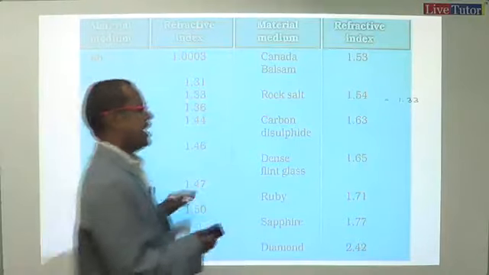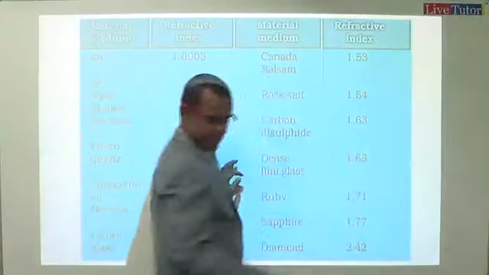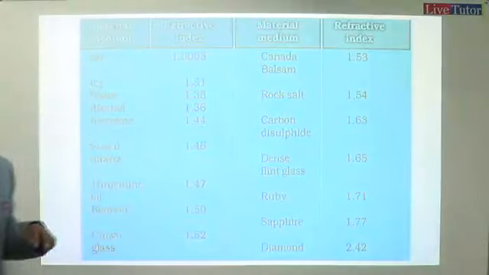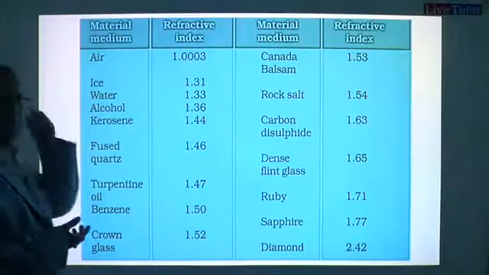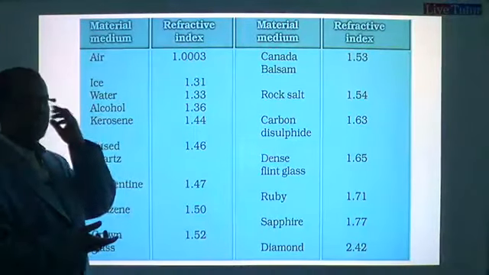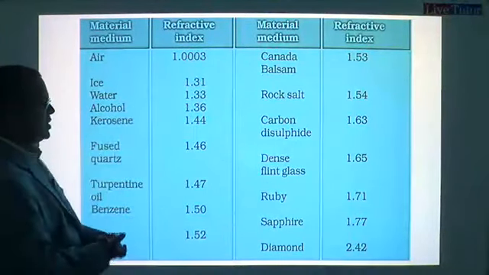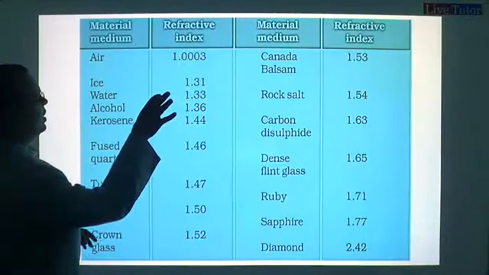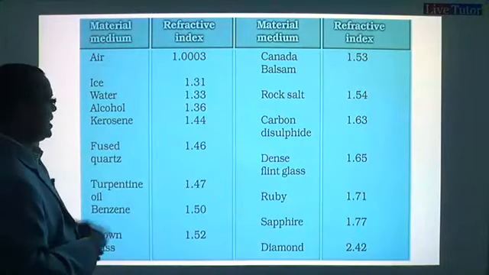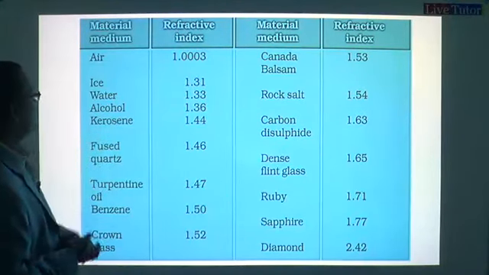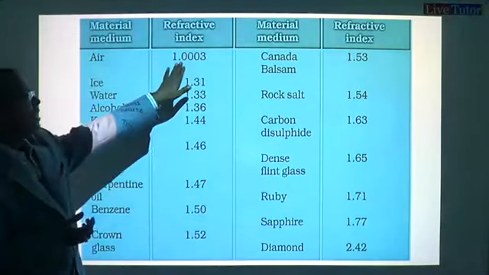Similarly, there is a big tabular column given. You can just look at that. There are different values given here, which you need not memorize at all, but you have to observe which medium is giving greater refractive index, which is lesser, like that you can compare. So for air it is 1.003.